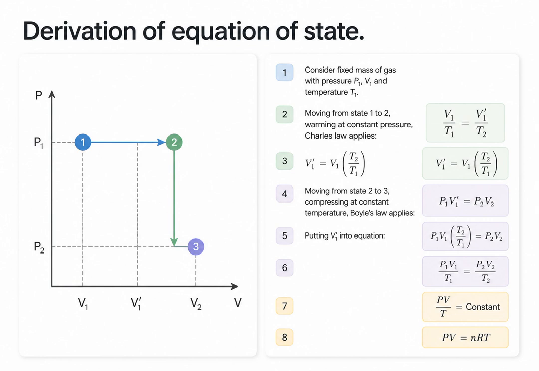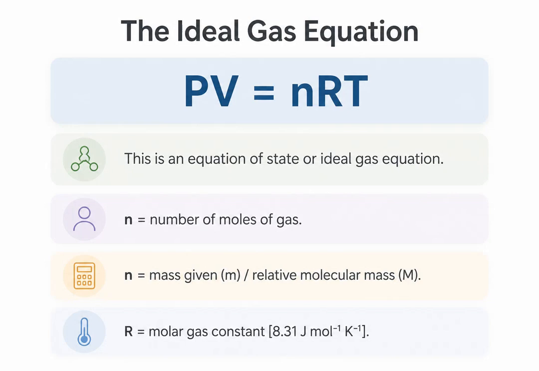This constant is proportional to the number of moles, giving us PV equals nRT. This brings us to the famous ideal gas equation, PV equals nRT. Here, n represents the number of moles of the gas, which is the given mass divided by the relative molecular mass.